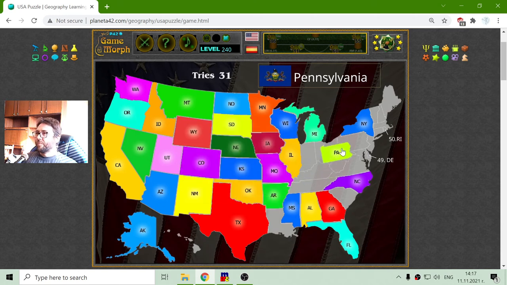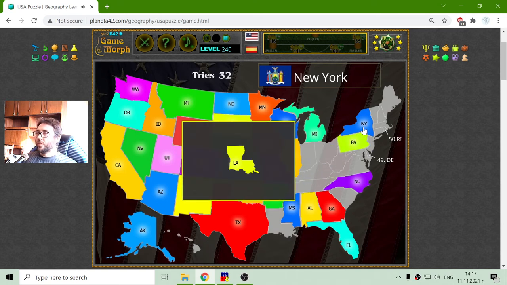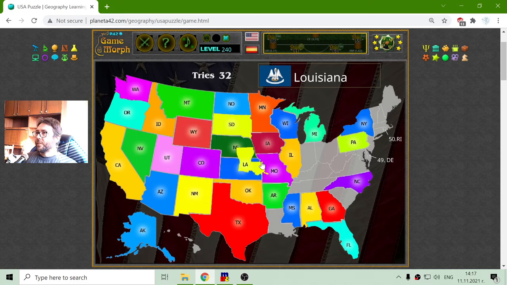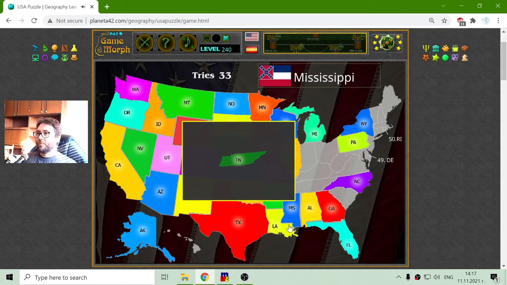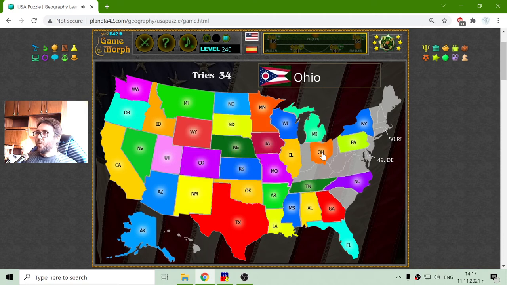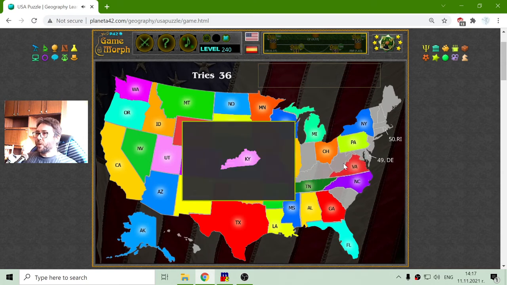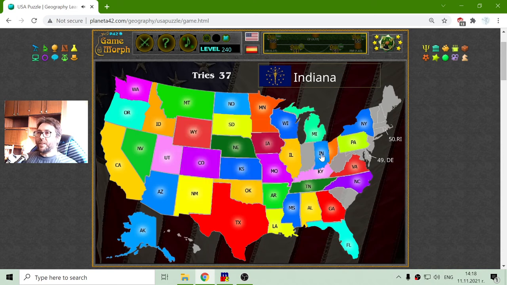Pennsylvania. Just under New York. And this should be Louisiana. Louisiana to the right of Texas. Okay. Tennessee. The state of Tennessee. Ohio. Virginia. Oh wait, Virginia is here and West Virginia should be there. This is Kentucky. The state of Indiana.